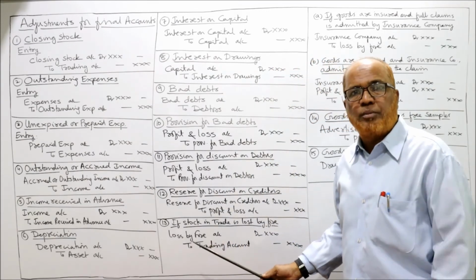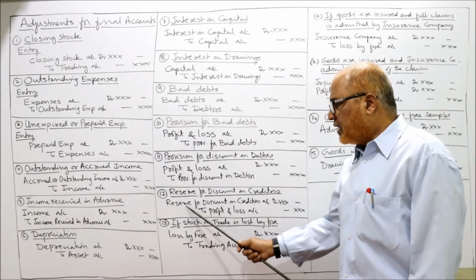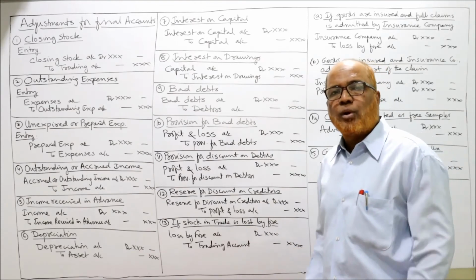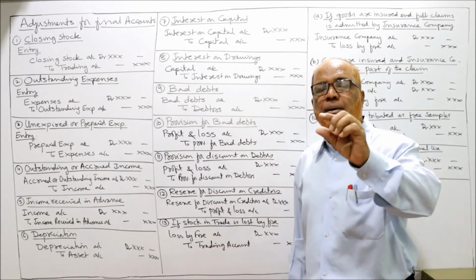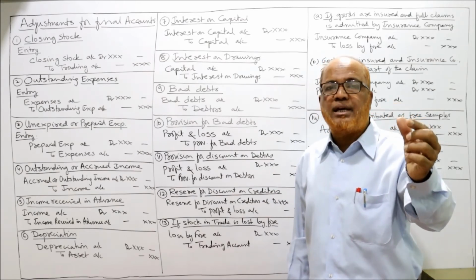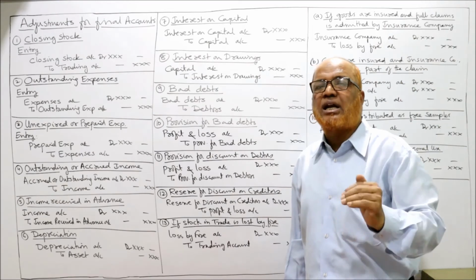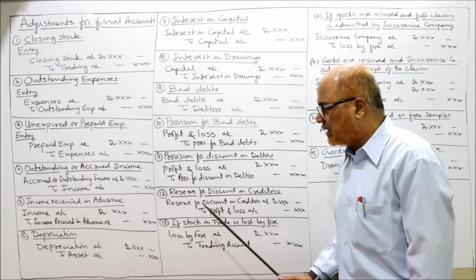So it's a gain to me. So entry will be reserve for discount on creditors account debtor to profit and loss account. So profit and loss account credit side by reserve for discount on creditors. And this reserve for discount on creditors will be deducted from creditors on the liability side.